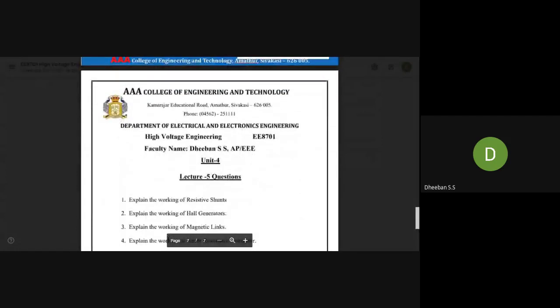This completes today's lecture. In this, the main thing you can expect is your Hall generators and their restrictions. Another question is the Rogowski coil. It is also an important question. And I'll be showing a video regarding your Hall effect.